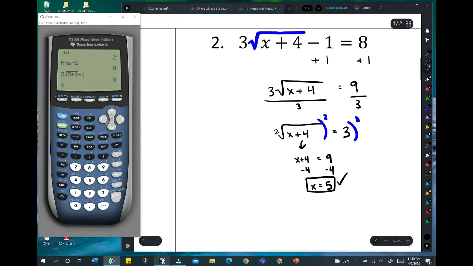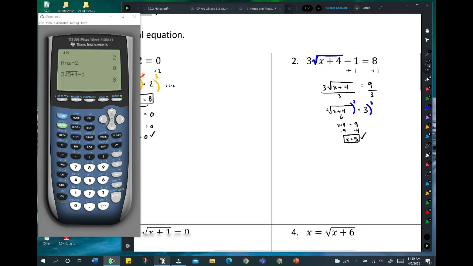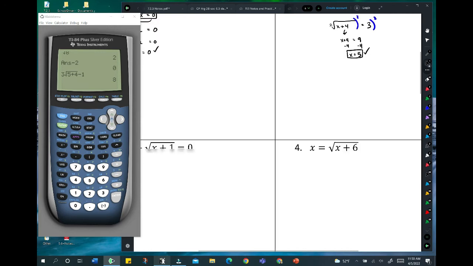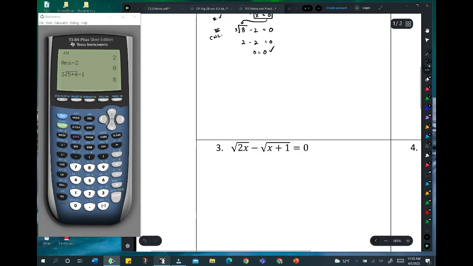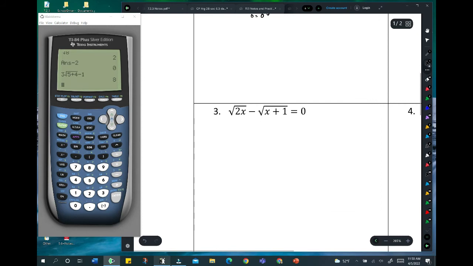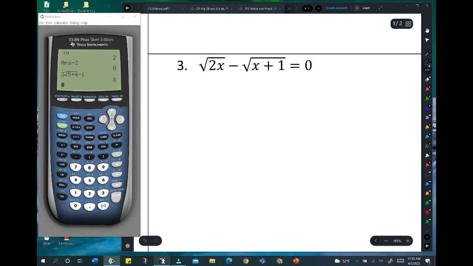Okay, so those are single radical equations. We have a few more types. We have the double radical, okay? And it's not as scary as what it may seem. So this one's just a little trickier. If you have 2 radicals, you want to split them up, okay? So we're actually going to add the x plus 1 radical to the other side.